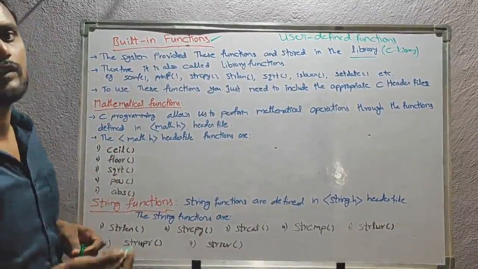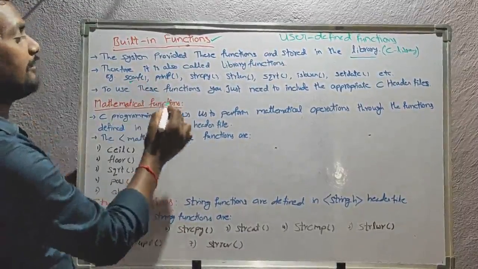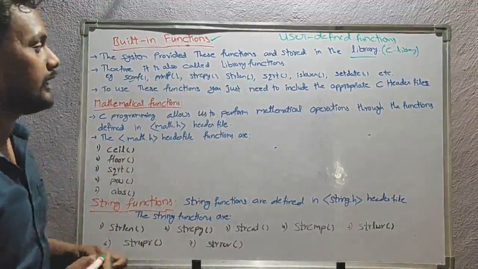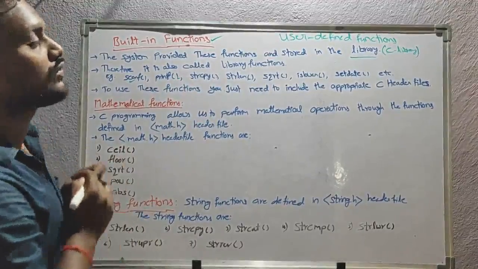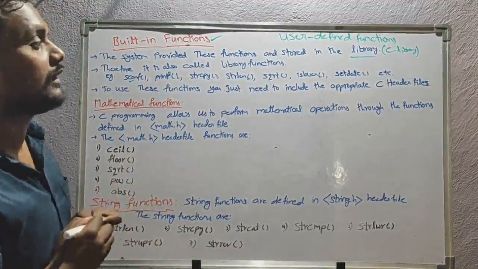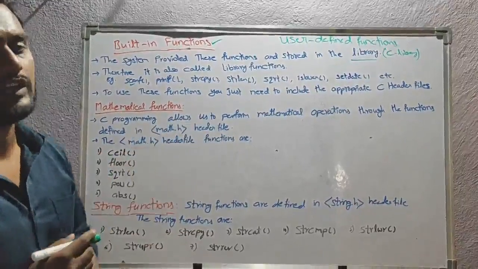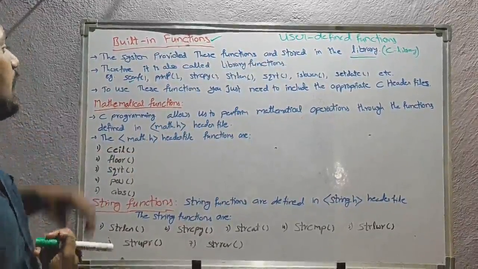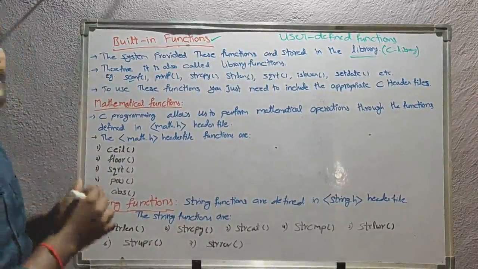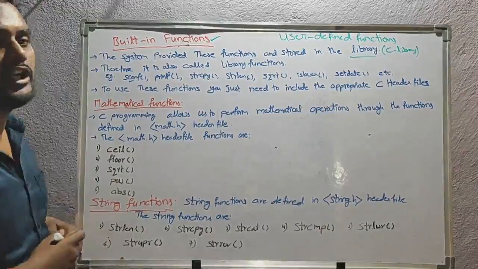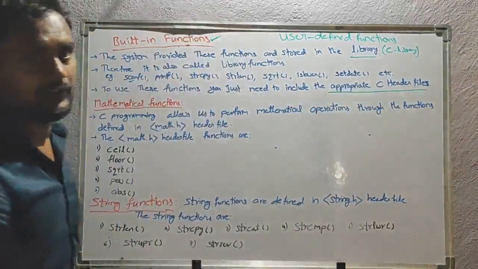Here are examples of C programming built-in functions, such as scanf, printf, string copy, string length, square root, islower, setdate, etc. These are some examples of the built-in functions. Let's see. To use these functions, you just need to include the appropriate C header files.